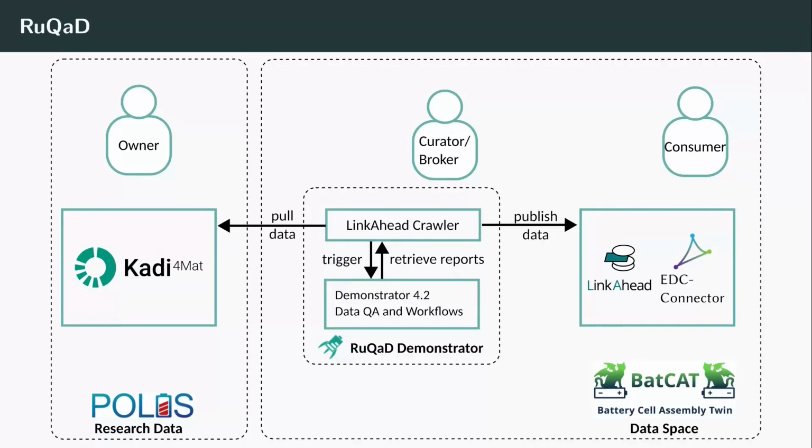The RuQaD demonstrator builds on the LinkAhead crawler. The LinkAhead crawler is a Python-based ETL framework and part of the LinkAhead ecosystem. The RuQaD demonstrator pulls data from RuQaD, checks fairness requirements such as the presence of a suitable license, and pushes the data to LinkAhead. LinkAhead then would offer the imported data for reuse by a consumer in the RuQaD dataspace.